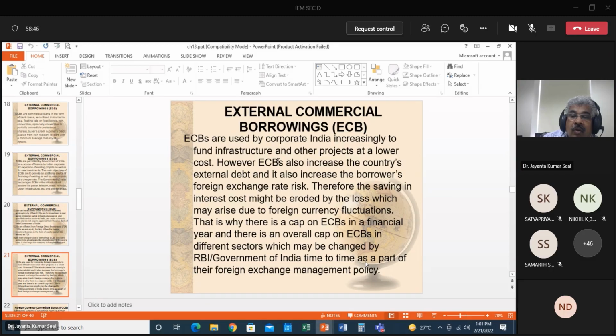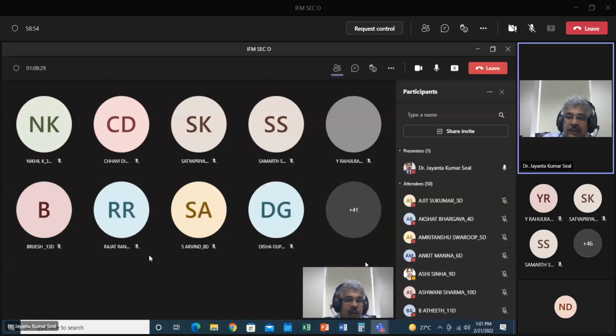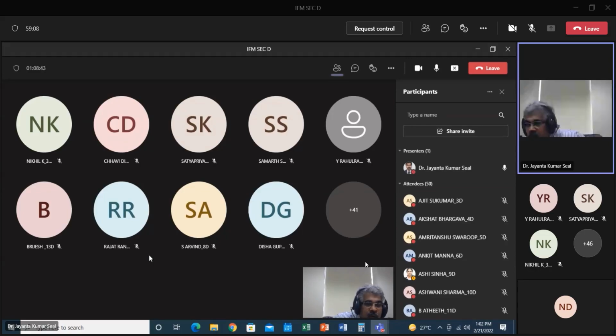So on one side you are encouraging external commercial borrowing, on the other side you are saying that if you borrow more, then the debt-GDP ratio of the country will go up. Okay, so what to do? That is why the government of India has a limit of external commercial borrowing, meaning how much the country can borrow as a whole. That is decided by the government.